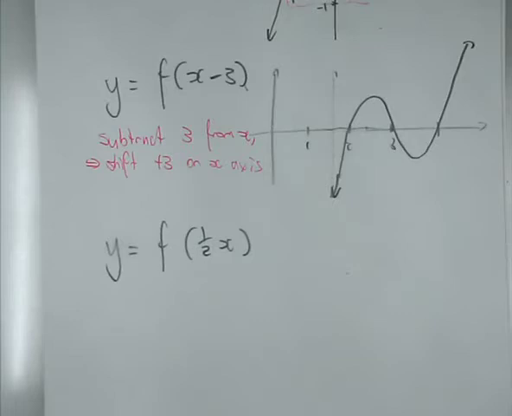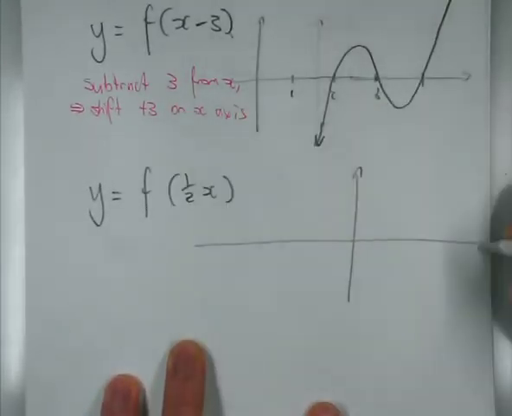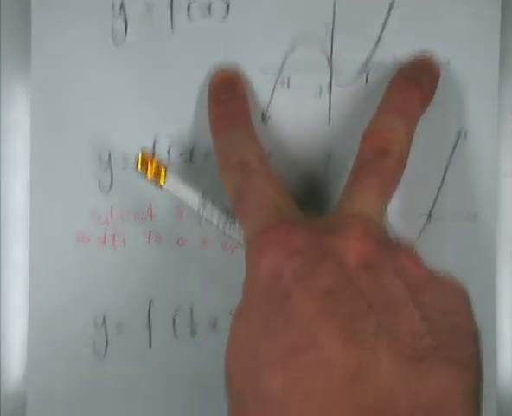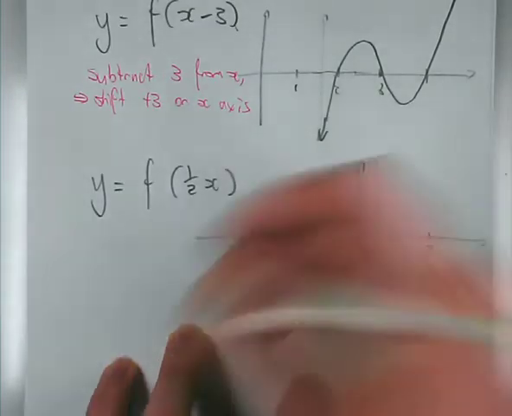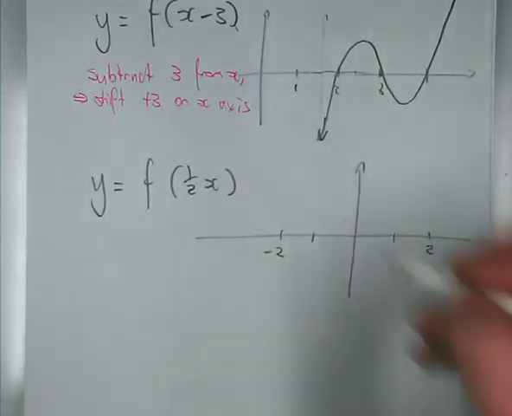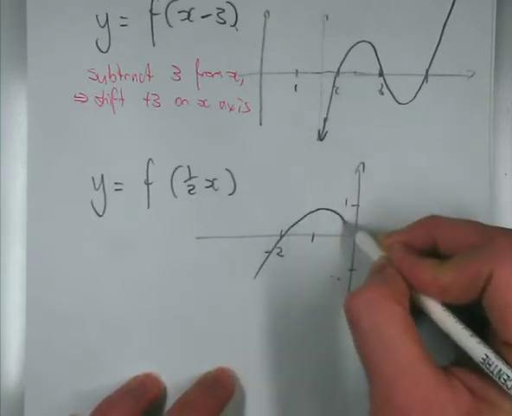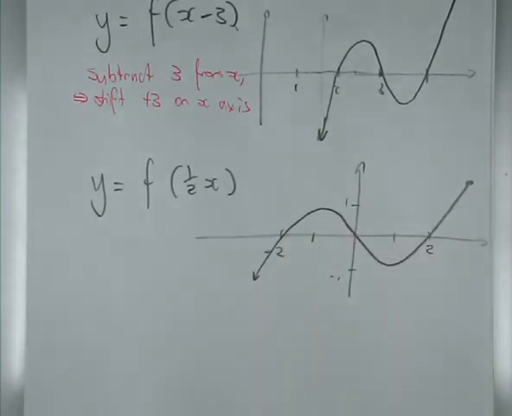y equals f of a half of x. So what I've done is I've divided the x by 2. What that'll do is it'll stretch out my x-axis by 2. So instead of what used to happen here at plus and minus 1, that'll stretch out to happen at plus and minus 2. But the height won't change. It'll be exactly the height it used to be. Okay, so dividing by 2 meant that I stretched it by timesing by 2 on the x-axis.